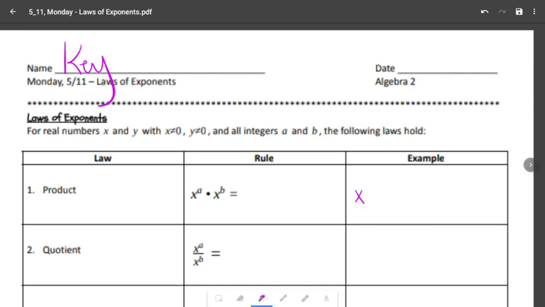If, for example, I had x squared times x to the fifth, we should know that you get x to the seventh, because the rule is that we add the exponents when multiplying.